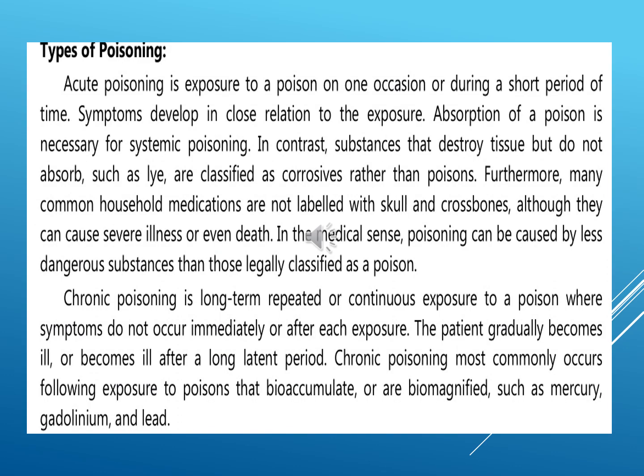So what are the different types of poisons? Acute poisoning is exposure to a poison on one occasion or during a short period of time. Symptoms develop in close relation to the exposure. Absorption of a poison is necessary for systemic poisoning. In contrast, substances that destroy tissue but do not absorb, such as lye, are classified as corrosive rather than poison.